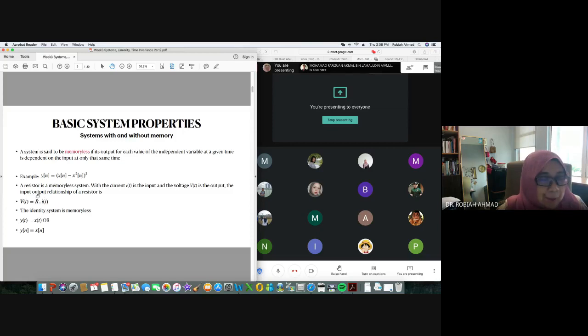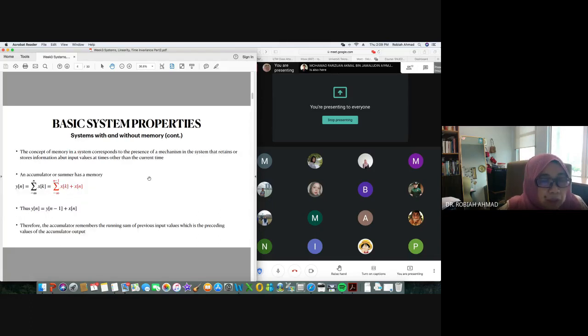Another example is that a resistor is a memoryless system with the current i(t) as the input, and the voltage v(t) is the output of the input-output relationship of a resistor. So kalau kita ada Ohm's law, v(t) equal to R i(t) at that particular time. Okay, the identity system is also an example of a memoryless system. So kita ada y(t) equal to x(t). Maknanya dia bergantung kepada at that particular, the same time.